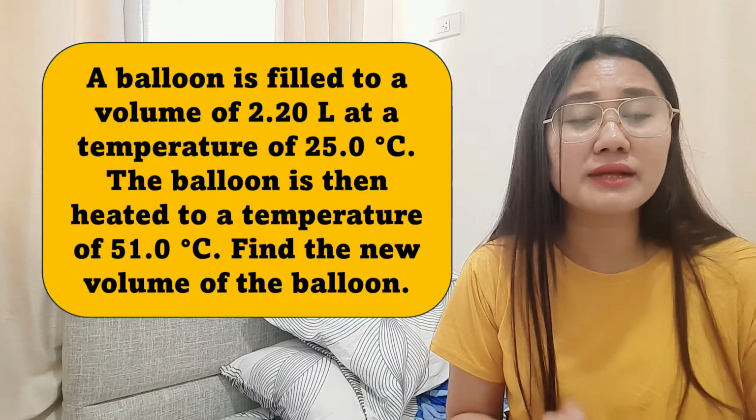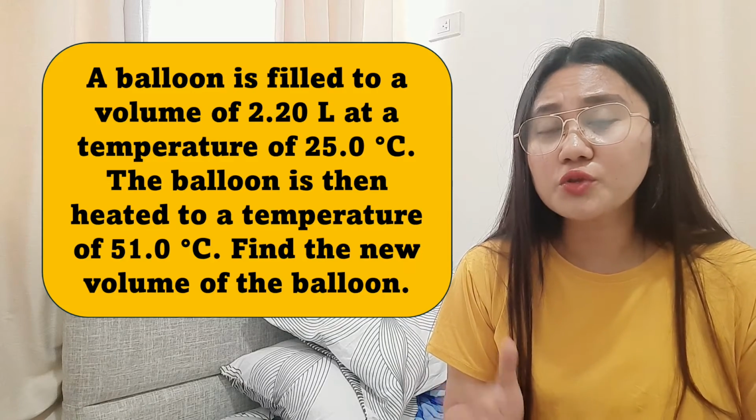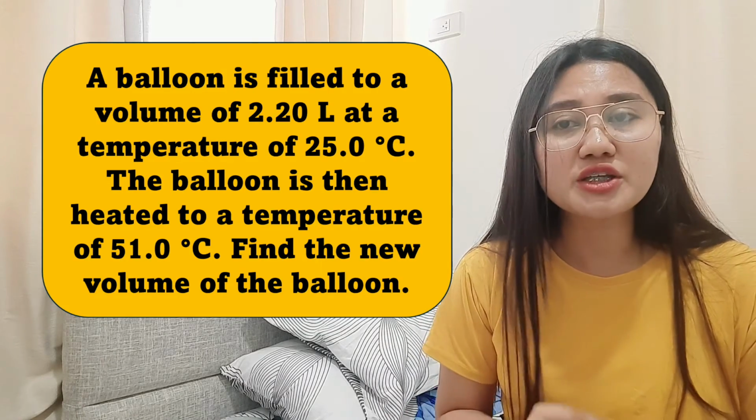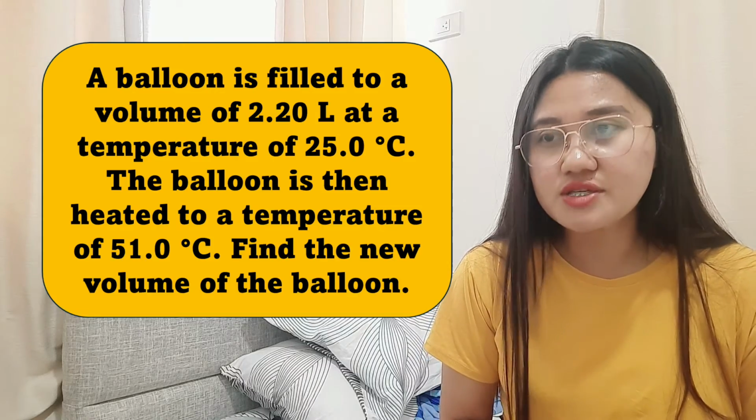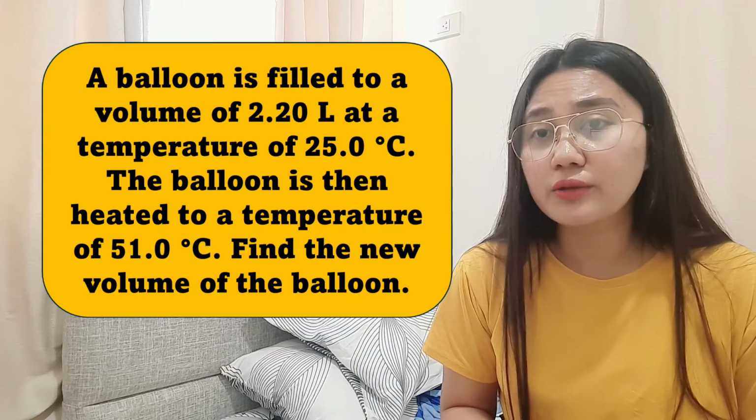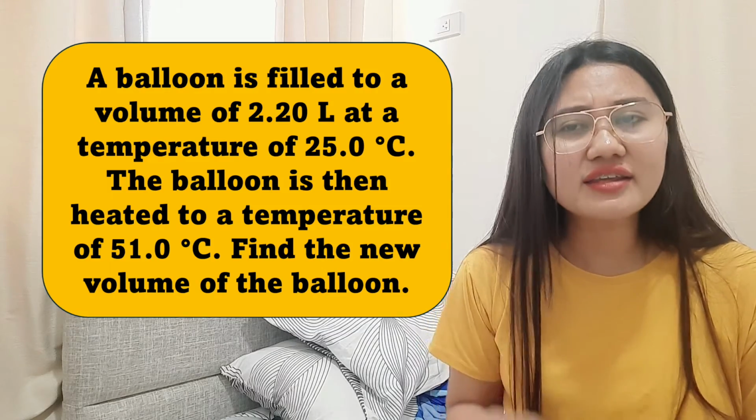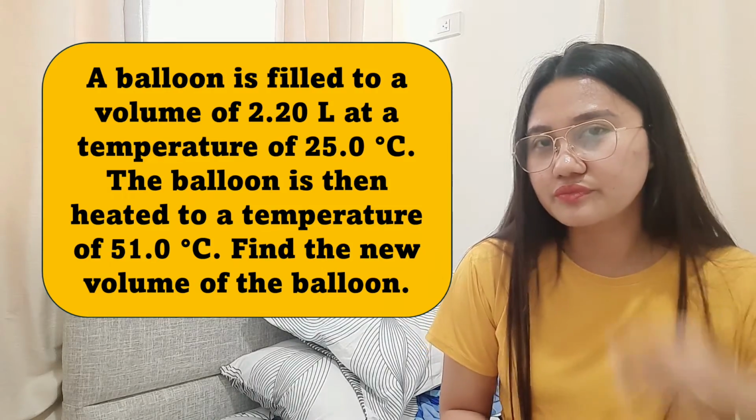For number 1, a balloon is filled to a volume of 2.2 liters at a temperature of 25 degrees Celsius. The balloon is then heated to a temperature of 51.0 degrees Celsius. Find the new volume of the balloon. If in the problem, ang given sa temperature is degrees Celsius, we must convert it to Kelvin as the scale of temperature. Always remember that to convert degrees Celsius to Kelvin, we just have to add 273.